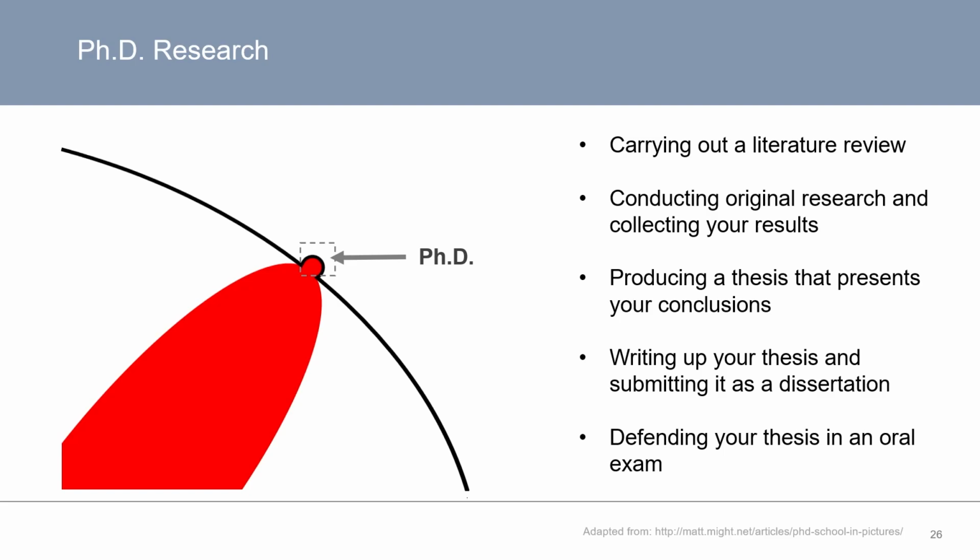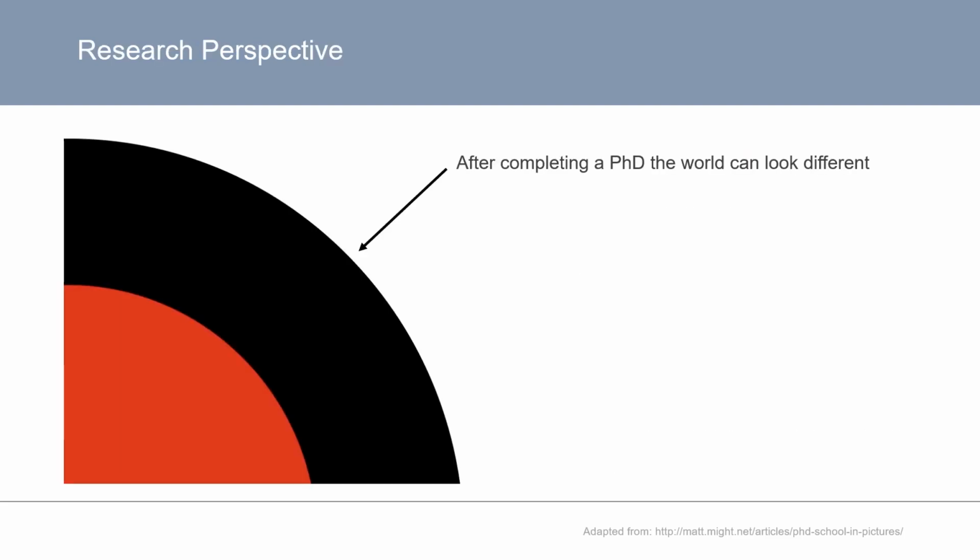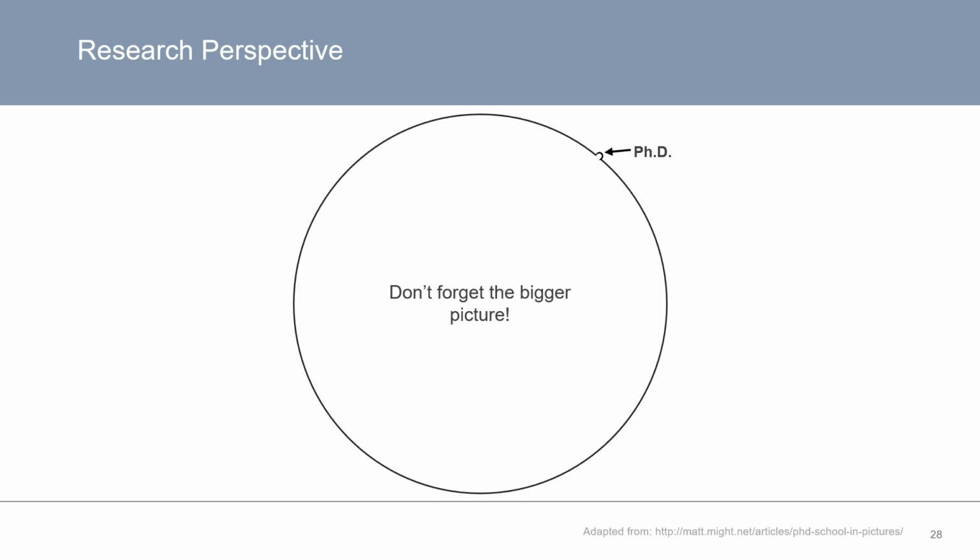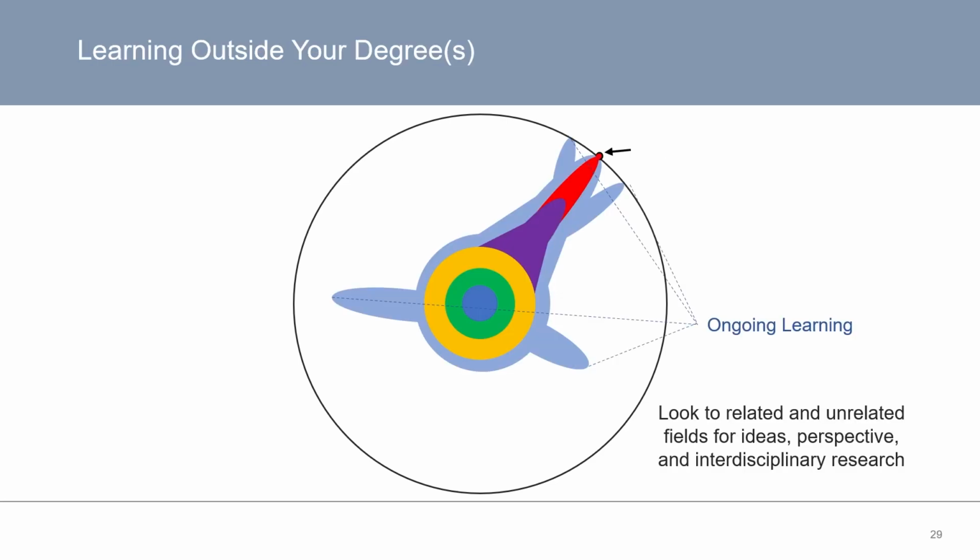However, after completing a research project, and especially after completing a PhD, your perspective of the world can look a lot different. So it's important not to forget the bigger picture. Even if you've earned a PhD degree, the learning process always continues, both in your area of expertise and in unrelated fields. Ongoing learning and education is important to developing new ideas, perspective, and of course conducting interdisciplinary research.